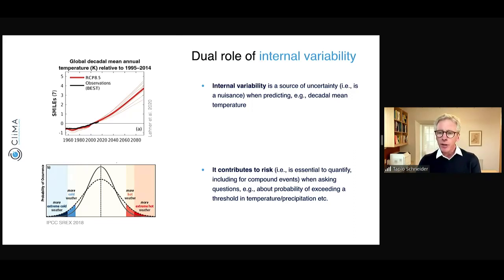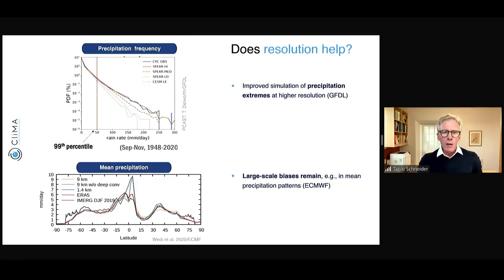So internal variability is something we have to live with, but we'll have to quantify it. It contributes to risk, and risk needs to be quantified. Then there's model error that far dominates. What can we do about that? There is some progress to be made by increasing the resolution of climate models. Here's some example from Tom Delworth at GFDL. The top plot shows the precipitation frequency, the probability density function of precipitation frequency. Blue is observations, and then there are various ensembles of model simulations, relatively coarse from CESM, NCAR, and black dots, and then higher resolution simulations, XPER high. And you see that the high resolution model captures the frequency distribution of precipitation events more reliably.